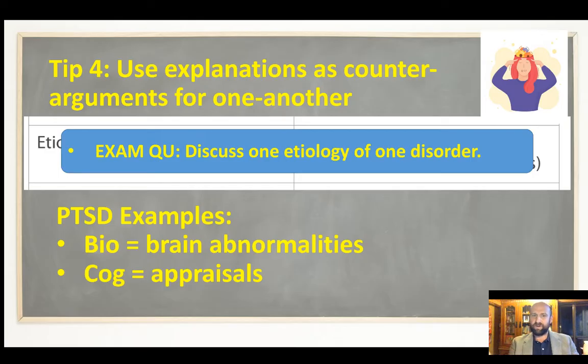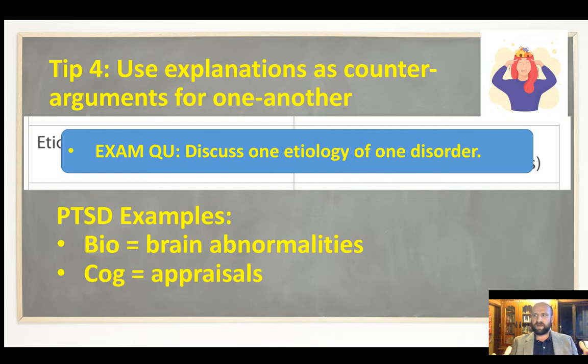Then to discuss the etiology, you would say, however, we can't ignore the role of cognition. And that's your counter-argument. And that's going to give you 3 studies for your essay. You're going to have 2 for your central argument, because you've already prepped those for your biological, and you've already prepped the cognition as well, so you can just use 1 there. So you use different explanations as counter-arguments to one another, and that's going to show your deeper understanding of psychology.